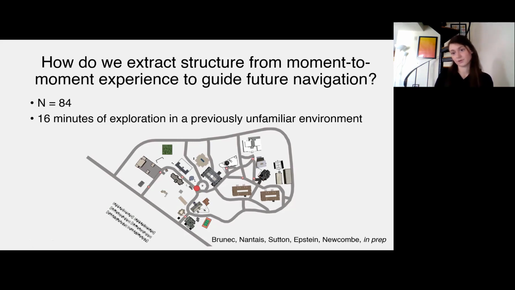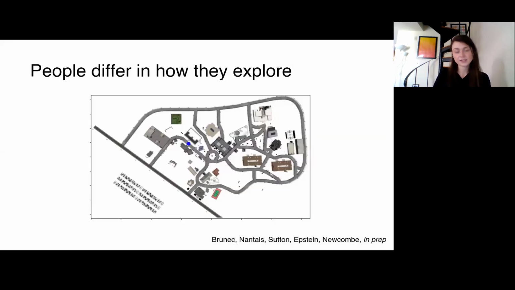So they did know that they were going to have to draw a map, but they weren't told what to look for or how to approach this exploration phase. And so what I'll show you now is just examples of 2 participants and how they actually explore.